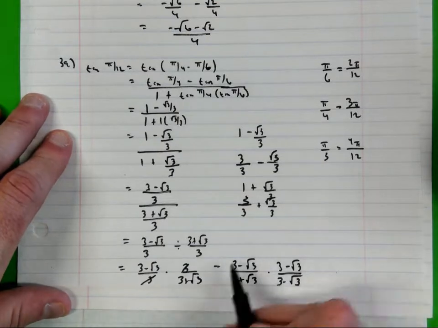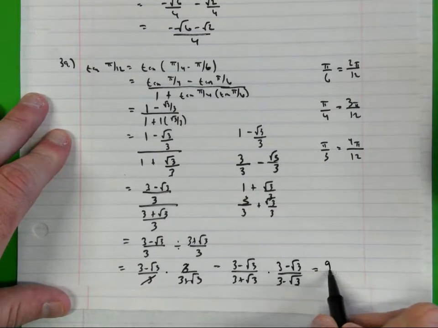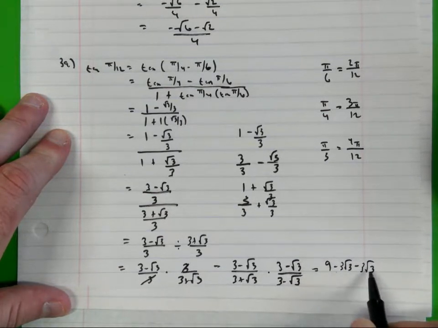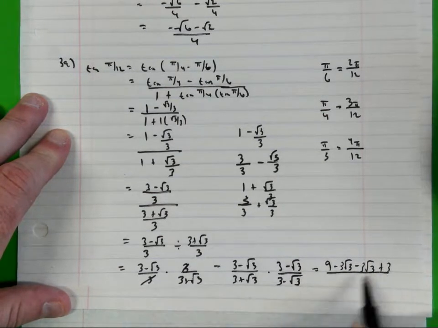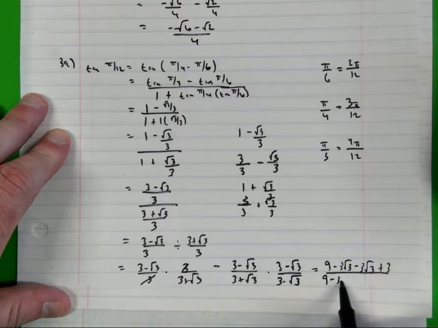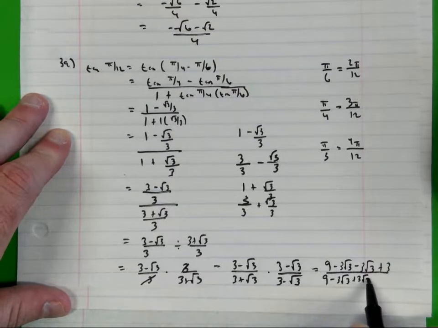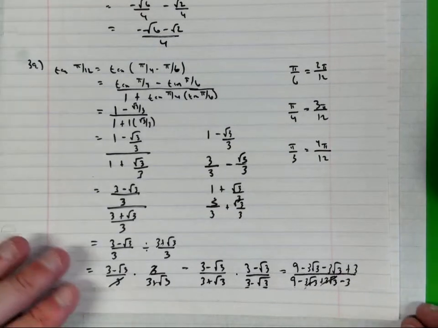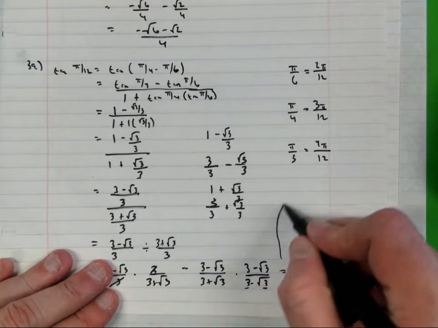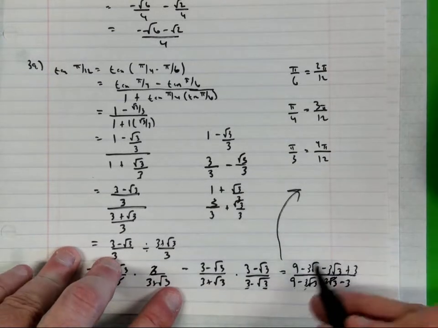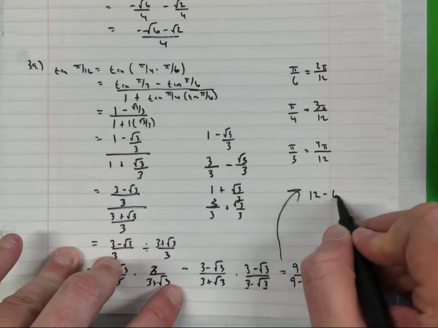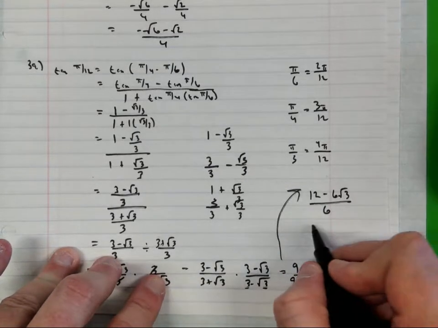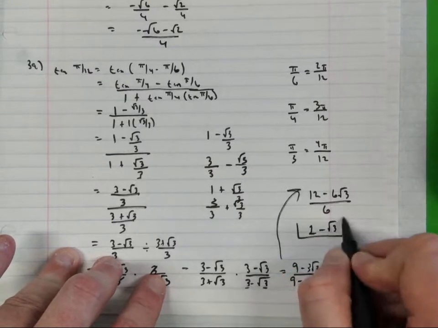Okay. I'm going to FOIL that out. 3 times 3 is 9. Minus 3 square root of 3. Minus 3 square root of 3. Plus 3. All over 9 minus 3 square root of 3 plus 3 square root of 3 minus 3. These cancel out. I'm going to come up here and show you. Okay, so 9 plus 3 is 12, minus 6 square root of 3 over 6. Can I take something out of those? Yes, 2 minus square root of 3. That's my answer.